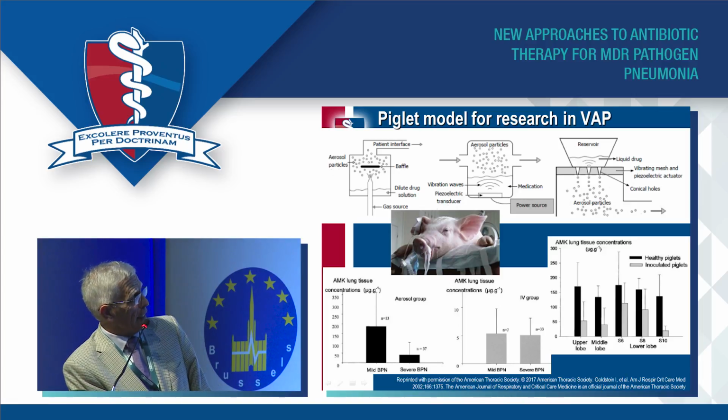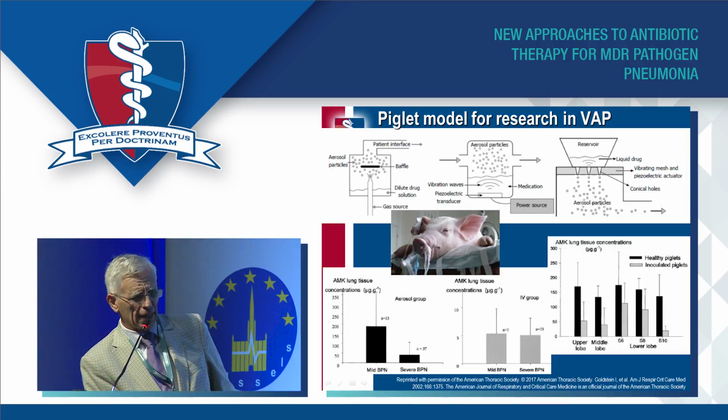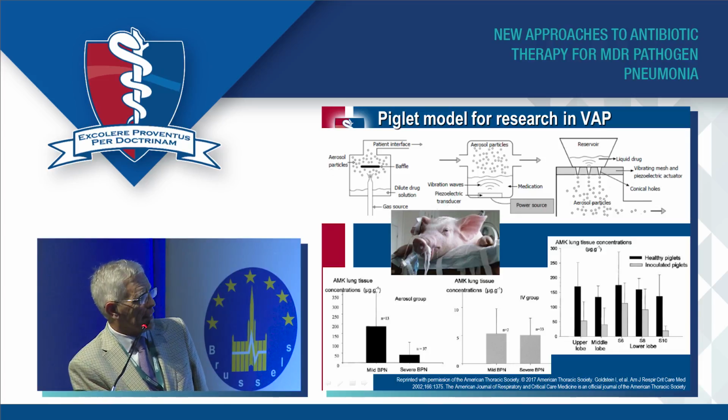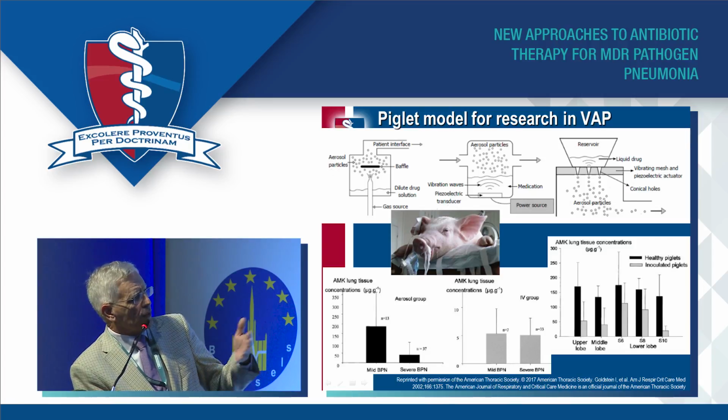And the concentrations that are achieved in the lung tissue in the piglets that were inoculated with pathogens, gram negatives, is very high. Here you can see the concentration obtained in the lung tissue when given by intravenous as usual. And this is 5 micrograms per gram, and this is 180, so it is about 20 or 30 or 40 times more than the concentration obtained when given intravenously.